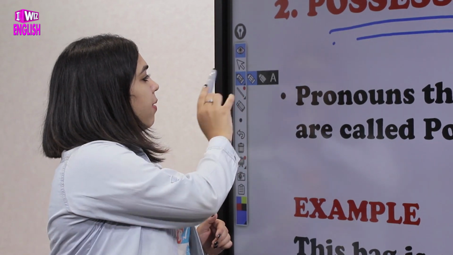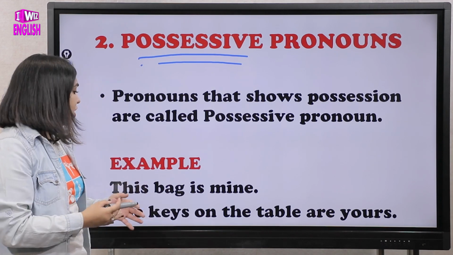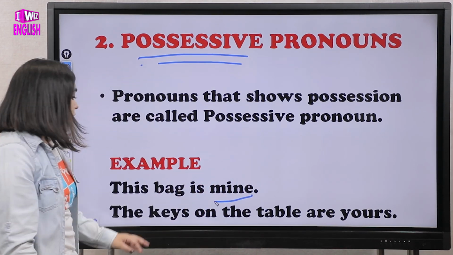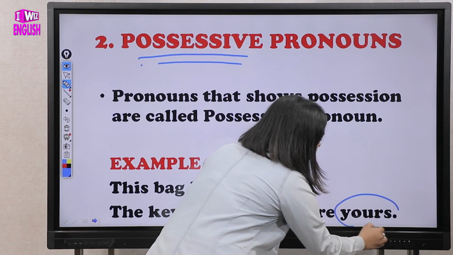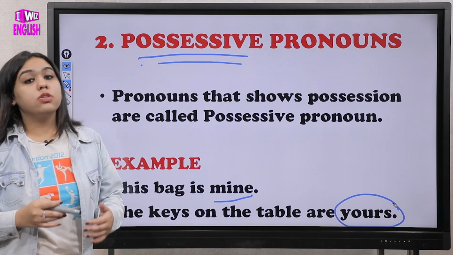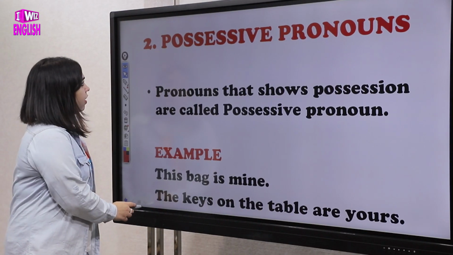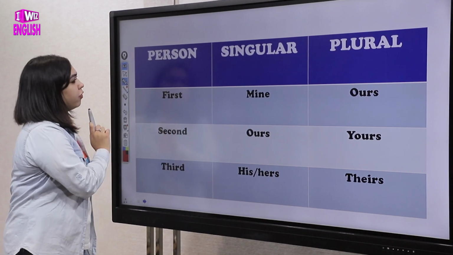Now let's read some examples. Example is, this bag is mine. It again shows possession. Mine here shows possession. The keys on the table are yours. What do you think? Yes, this shows possession. So this will be the possessive pronoun. Okay, so let's move on. We'll be moving on to this table, and I believe that this table will be really helpful for you.